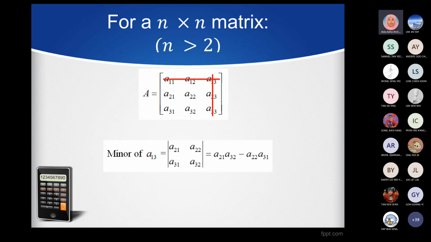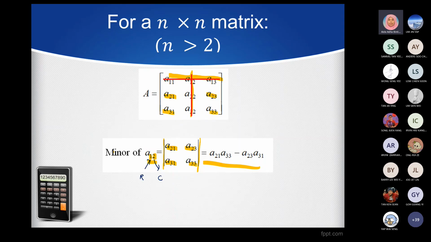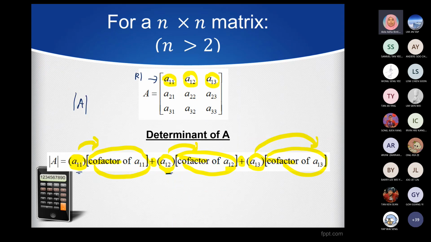For A13, delete row number 1 and column number 3. You can see this is the matrix that you obtain, then you need to find the determinant. So this is the minor. By now you already know how to find the determinant. Here I use the elements from row number 1.